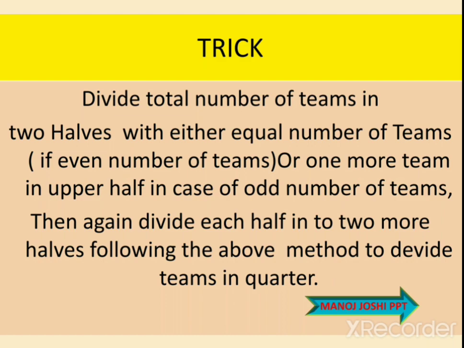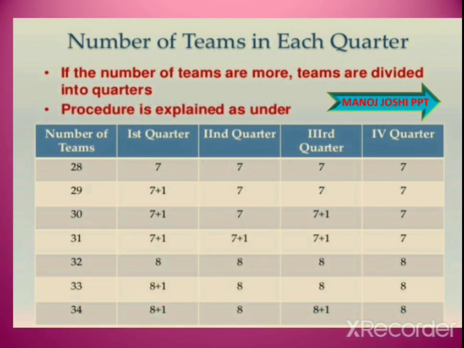Number of teams in each quarter, like if the number of teams is 28. So first quarter 7, second quarter 7, third quarter 7, fourth quarter 7, because it's an even number. For an odd number of teams, look here: first quarter 7 plus 1 team, second quarter 7, third quarter 7, and fourth quarter 7 teams. Take 30 teams. This is the formula we apply. We first make two halves, 15 and 15. So there is no problem.